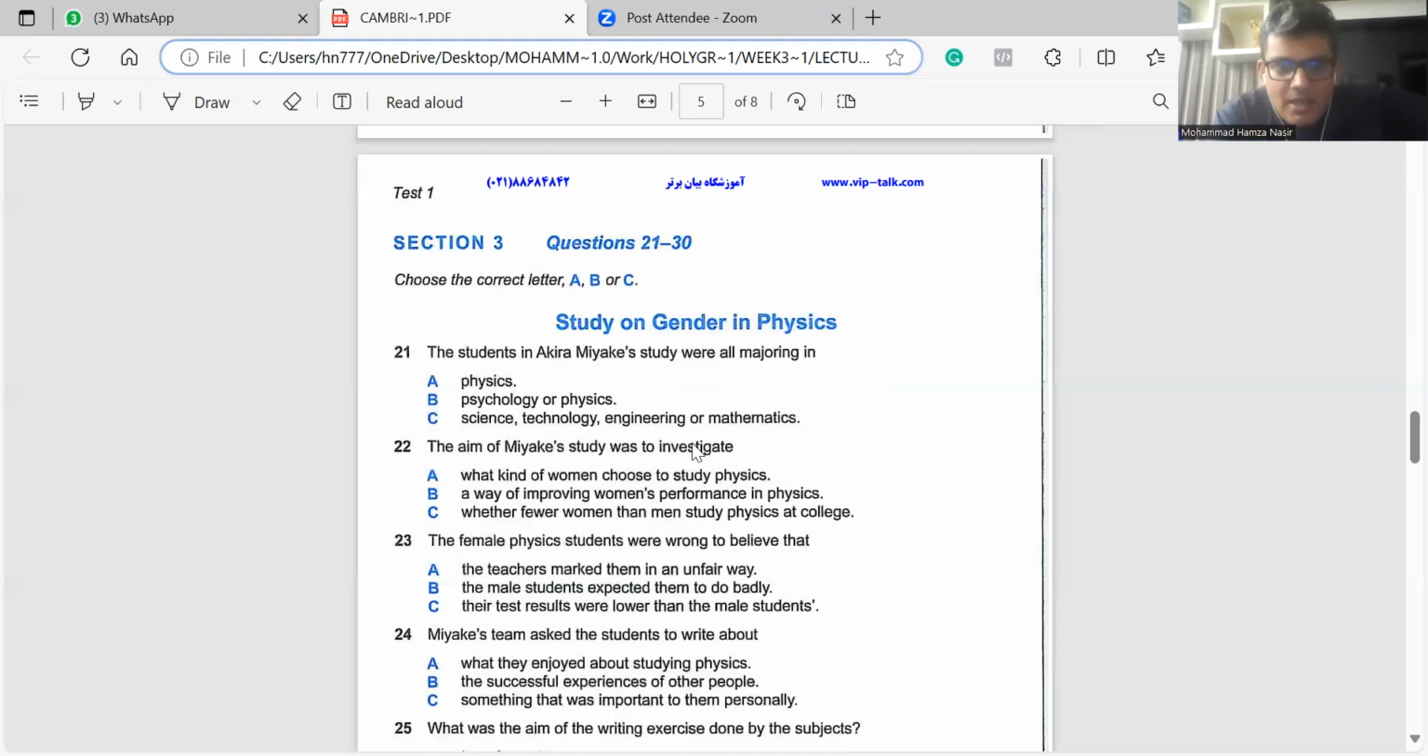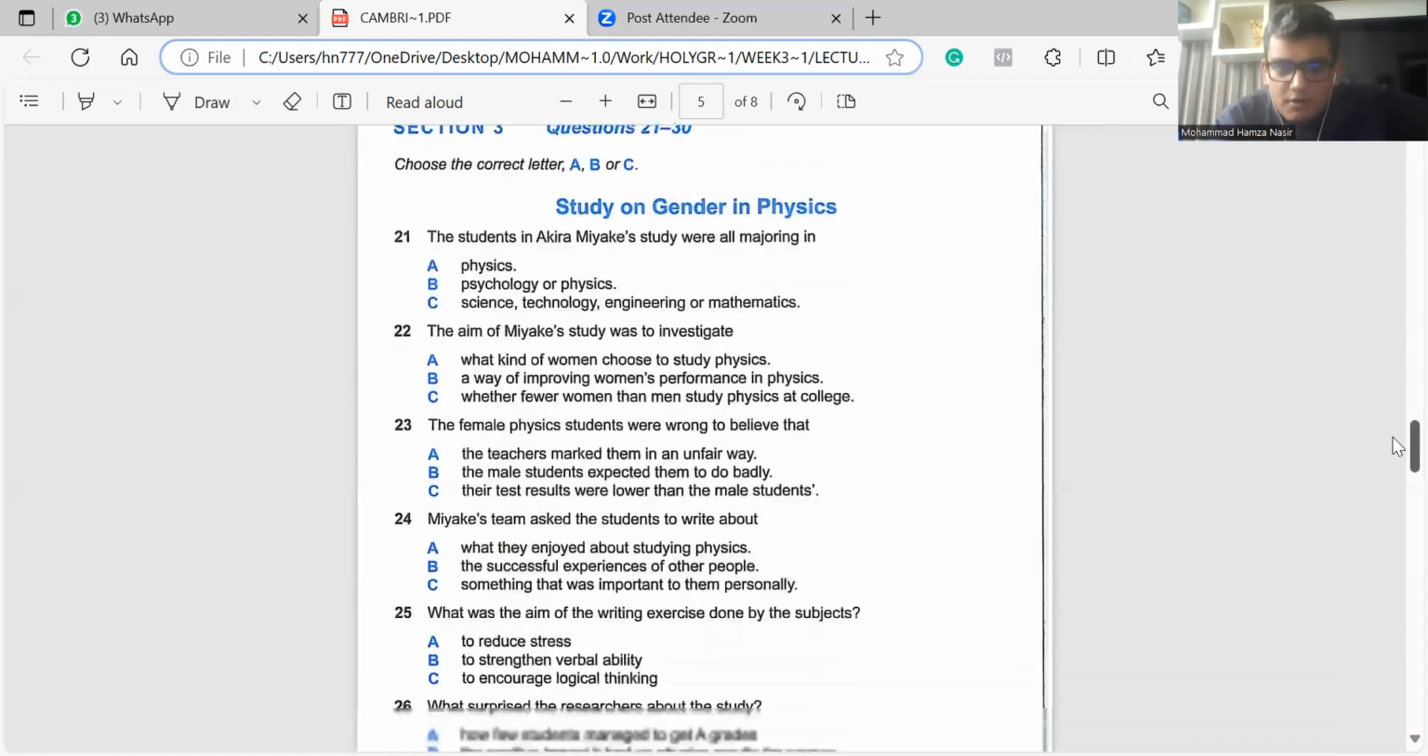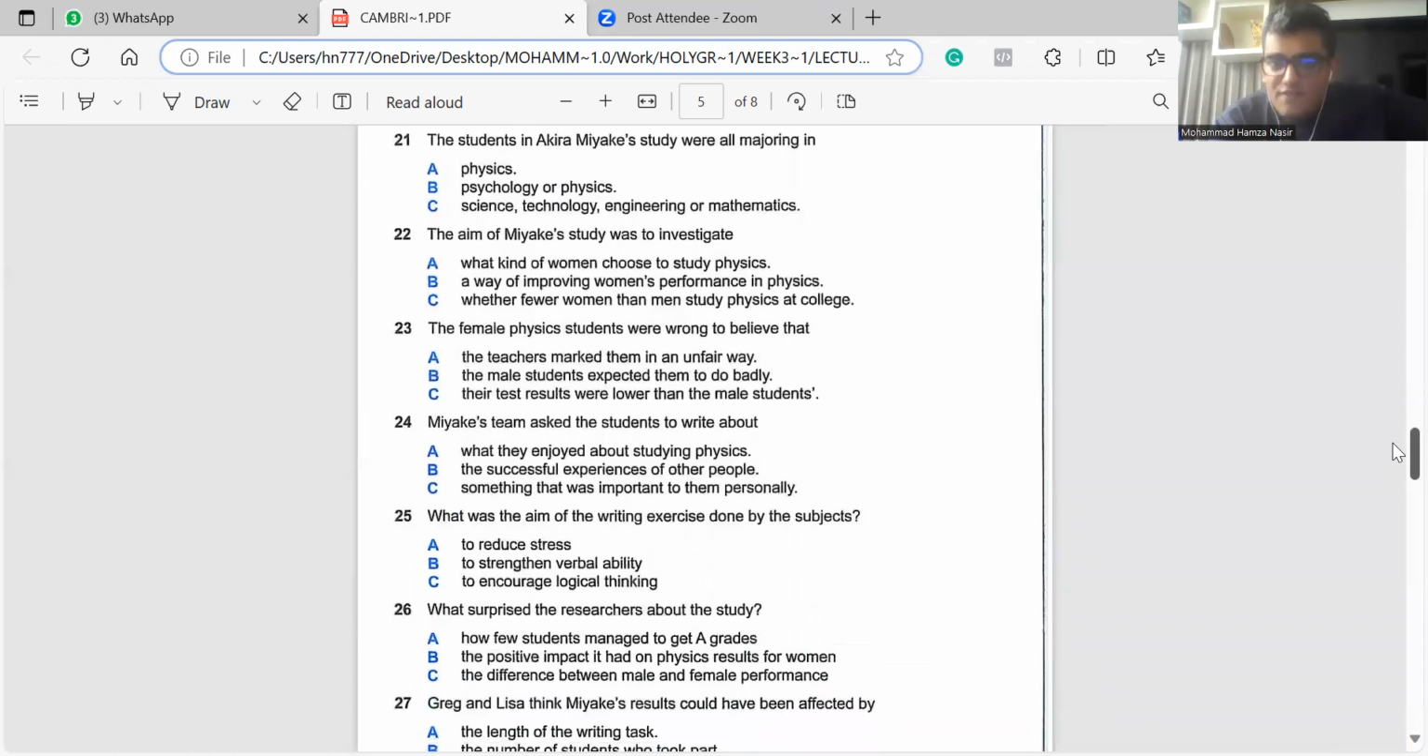Okay. A is what kind of women choose to study physics. B, a way of improving women's performance in physics. C, whether fewer women than men study physics at the college. Okay. Then you have 23. The female physics students were wrong to believe that. Emphasis on female and wrong to believe. In other words, they made an incorrect assumption or their particular approach in the matter was wrong. It was incorrect. It wasn't authentic, right?